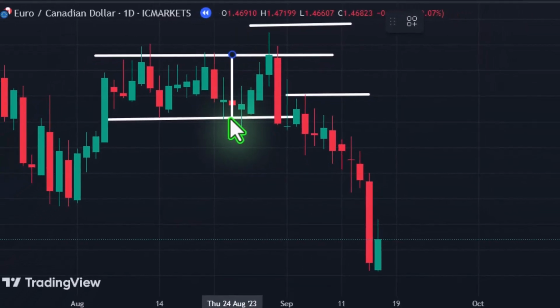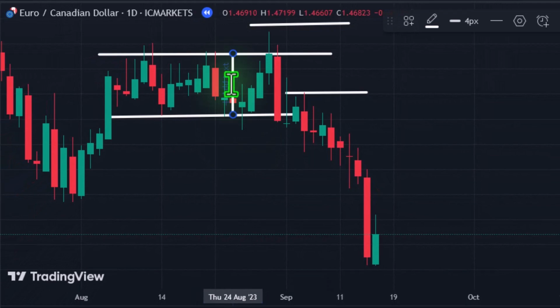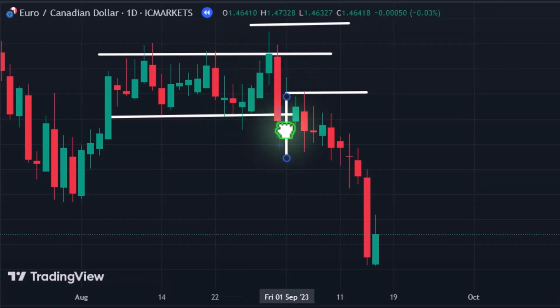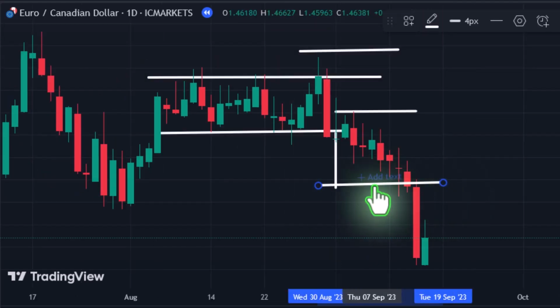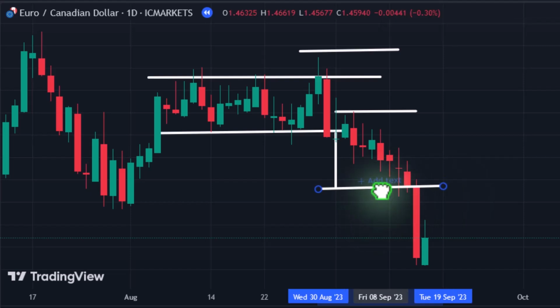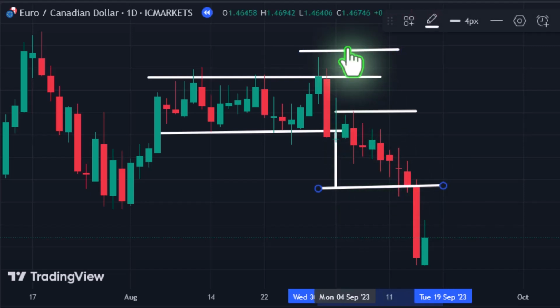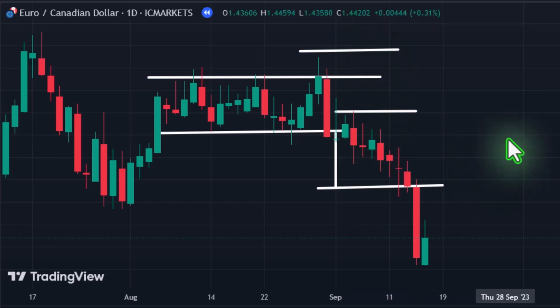You measure from the resistance line to the support line, and you take it to where the breakout occurred. See, put it right here. Target level should be somewhere here. Bring it down a bit. So if your stop loss is here and your entry is here and your target is here, then this is about 1.5 risk to reward ratio. So this is how you trade rectangular pattern.